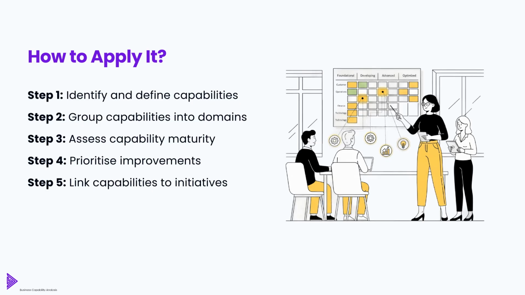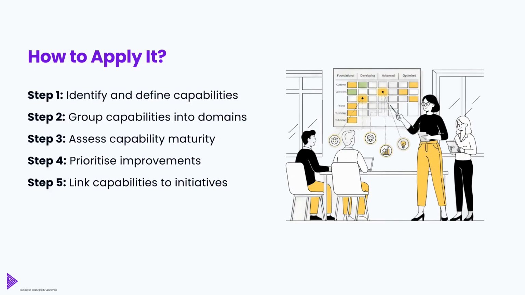How do we actually apply this technique in real projects? Step 1. Identify and define capabilities. Start by listing what the business needs to do. Keep the definition simple and system agnostic. This is about pure business ability.